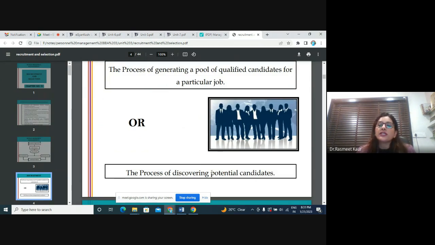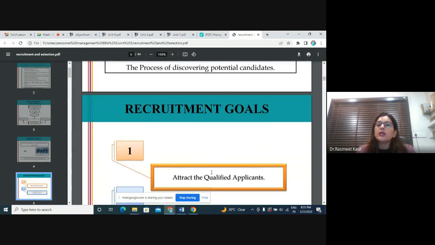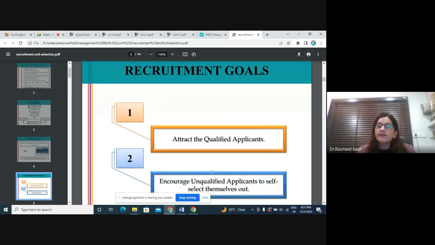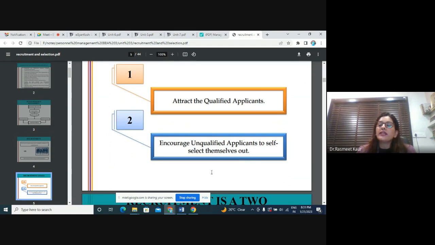Why do we say potential candidates? Because they have the knowledge, skill, and ability, so they are potential. And candidates, because you haven't yet selected them, so they are not part of the organization. That is why we call them candidates. Recruitment has certain goals. The first goal of recruitment is to attract qualified applicants. That depends upon the recruitment, how you have shared it with the candidates and how impressive it is, and why people are interested in being a part of your organization or why they want to join it.